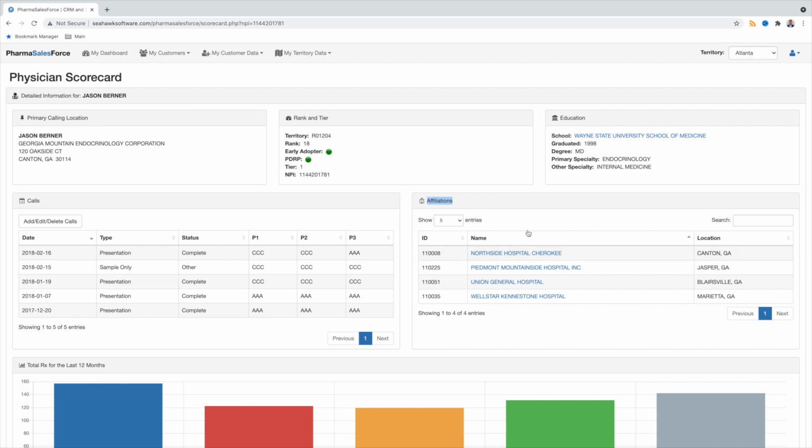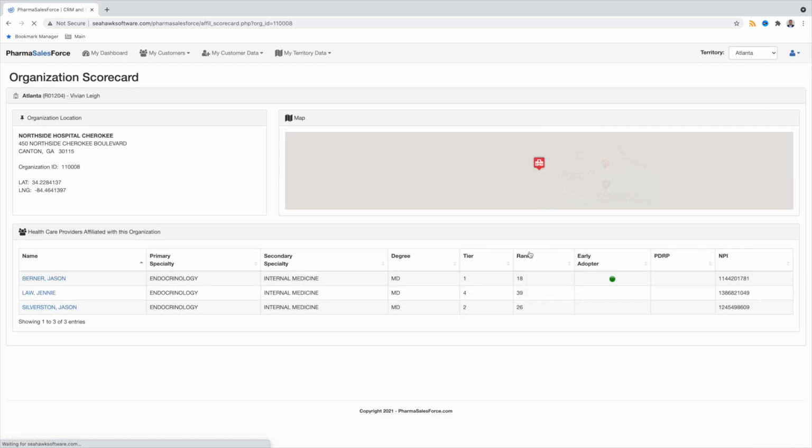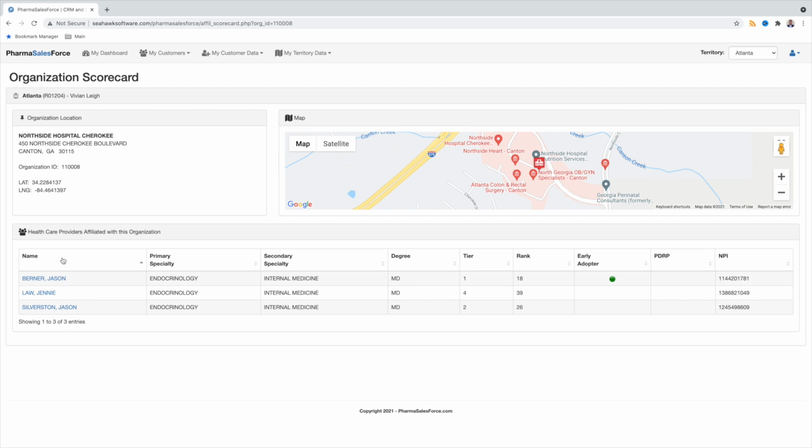If you drill into an affiliation, you will see where this doctor practices medicine, and you will also see the other doctors that this doctor is affiliated with. So practicing medicine at the Northside Hospital in Cherokee in Canton, Georgia, you have these 3 endocrinologists that are also practicing there. So that's how you know that they're affiliated to one another.